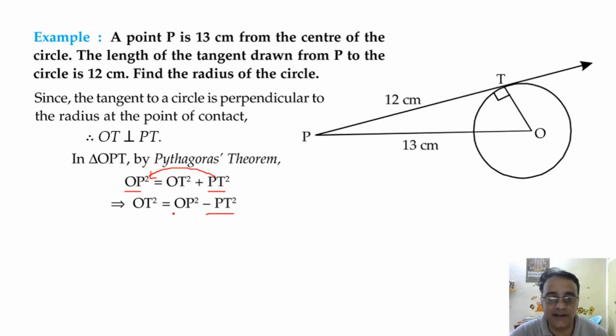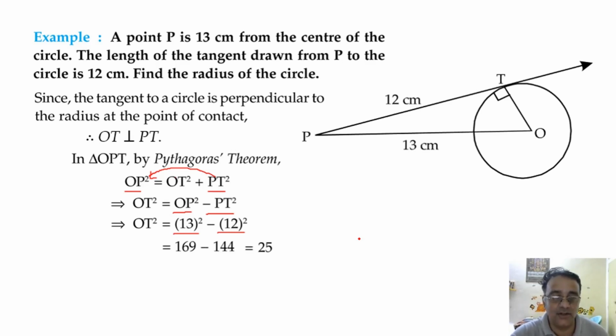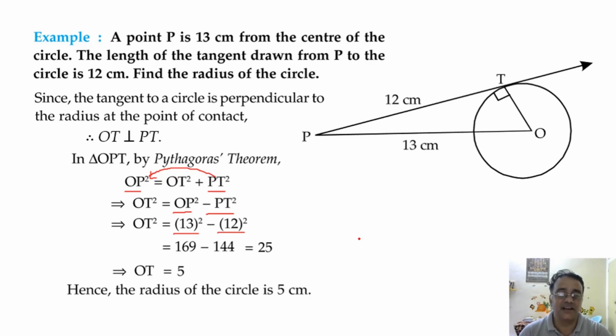Now we'll substitute the values. 13 square minus 12 square. What is 13 square? 169. And 12 square? 144. So 169 minus 144 we get 25. And what is the final value of OT? 5. So hence the radius of the circle is 5 centimeters. Any doubt? No, sir. Okay.